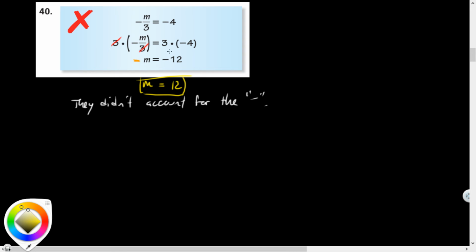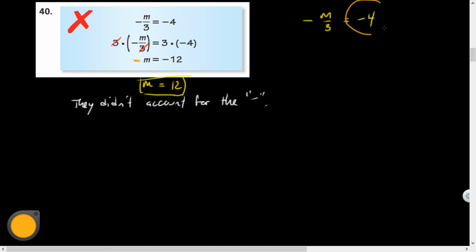One way to do this, instead of making this a 2-step problem, if I have -m divided by 3 equals -4, does anyone know how to do this all in like one punch? Just like, and take this problem out? Well, no, I don't want to move this 4. Because remember, when I'm solving, I want to get the variable by itself. So I actually want to get everything away from the m. So I'm actually happy where this -4 is.